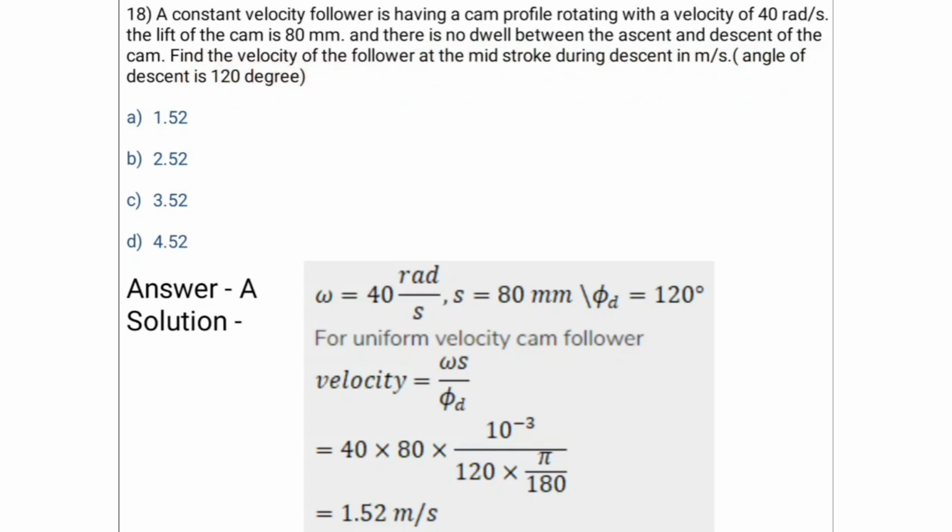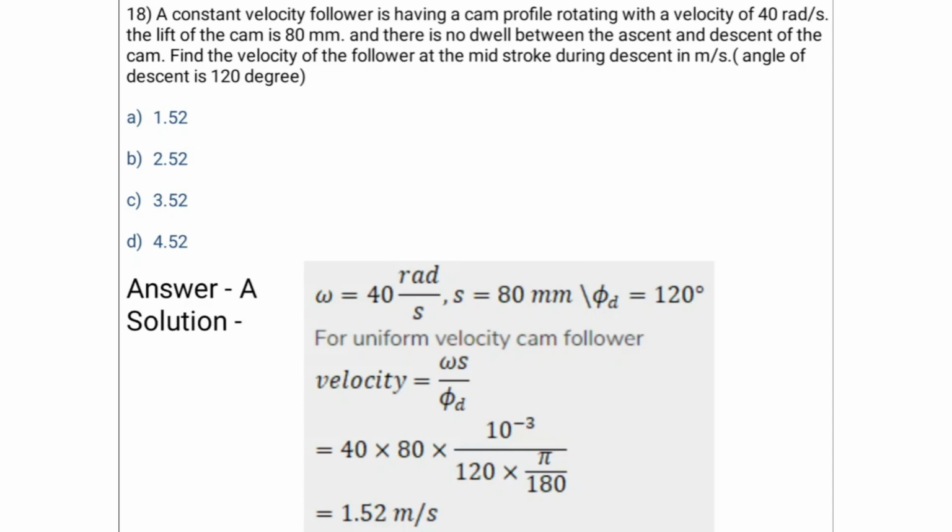So this question is directly from the cam and follower uniform velocity motion. So angular velocity is given as 40 radians per second. S is also 80 mm, that is nothing but lift of the cam, and descent angle is 120 degree given. So you know the formula for uniform velocity of a cam profile and cam follower, that is, for uniform velocity motion, velocity formula is given as omega s divided by phi d.